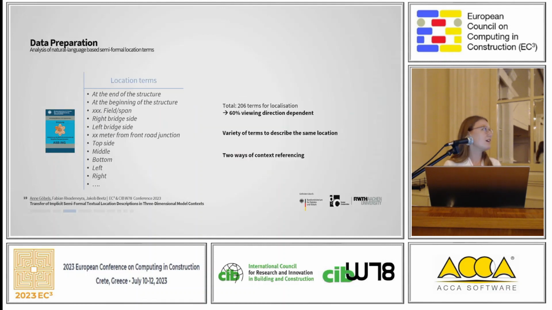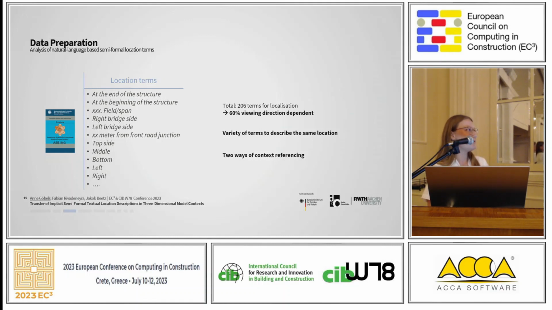So coming to the data preparation, these are some of the location terms that you are allowed to use when locating a damage. And there are 206 of them predefined, and 60% of them are viewing direction dependent. And you are allowed to use a variety of terms to express the same location, which is some German thing, I think. We can use lots of words to say the same.